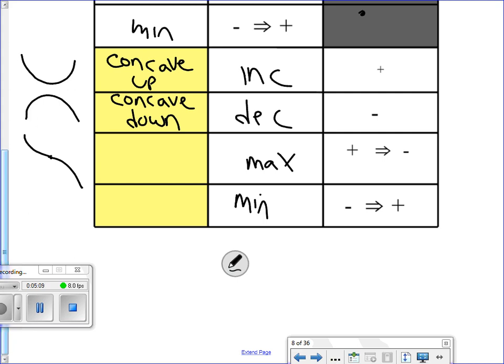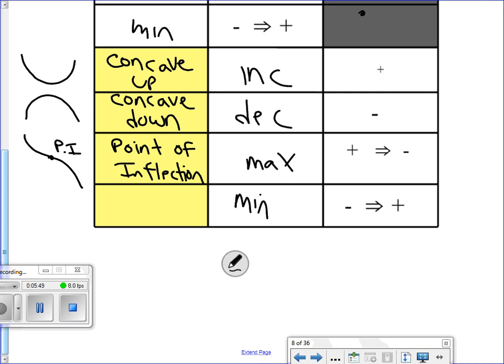So the point where it changes concavity has a special name. Has anyone ever heard the word inflection? Well, it's like a bending. So where the concavity changes, that point is called the point of inflection. That's this point right here. I'm just going to write a PI right here because I can't write all that in that little space. So that would be the point of inflection.